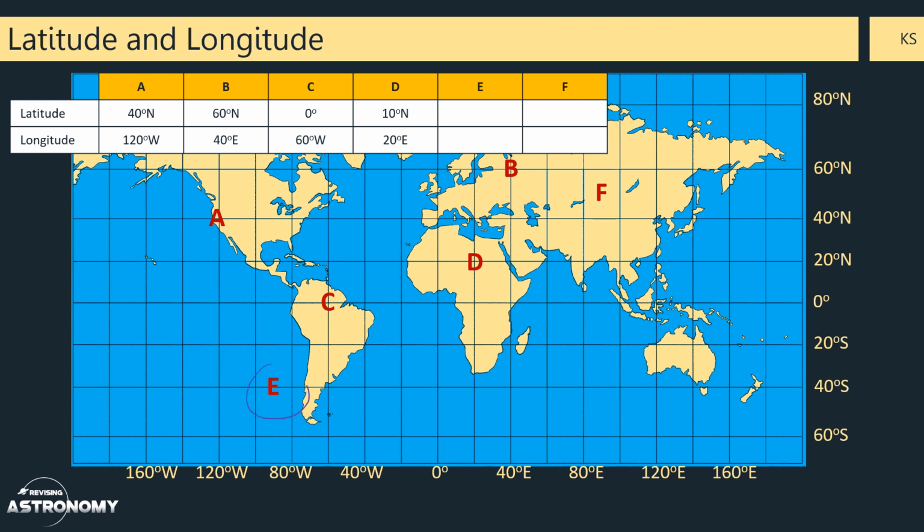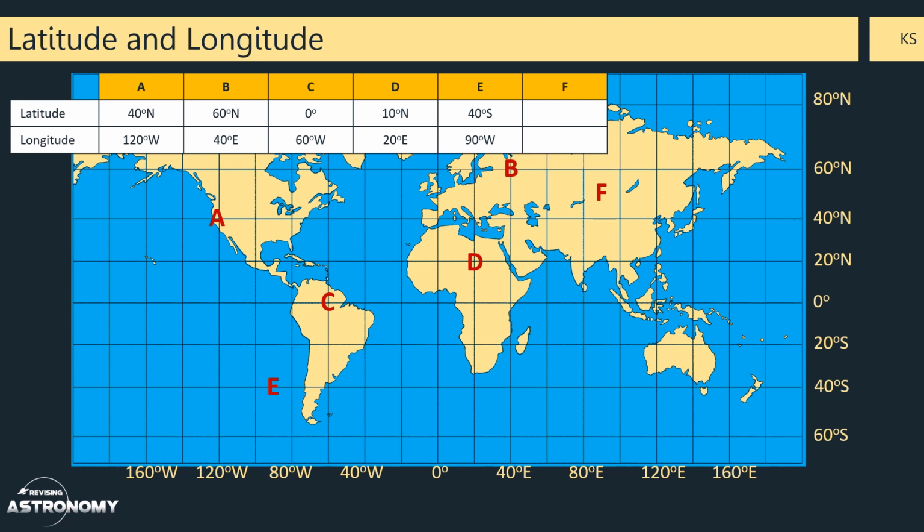Next we've got E. So E has a latitude of 40 degrees south in the southern hemisphere, and let's look for the longitude. So if we come down here, a little bit more tricky. Again, it's not 80 degrees, it's somewhere between 80 and 120, and we can see that it's halfway between this point and this point. So this is the 80. This point here is halfway between 80 and 120. There's 100, and it's halfway between those two. So it would be 90 degrees west. So it has a latitude of 40 degrees south, and it has a longitude of 90 degrees west.